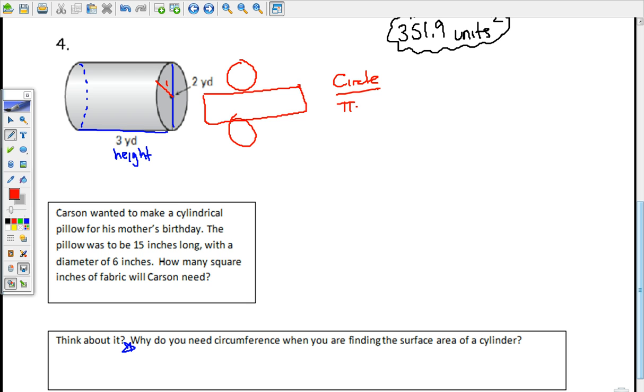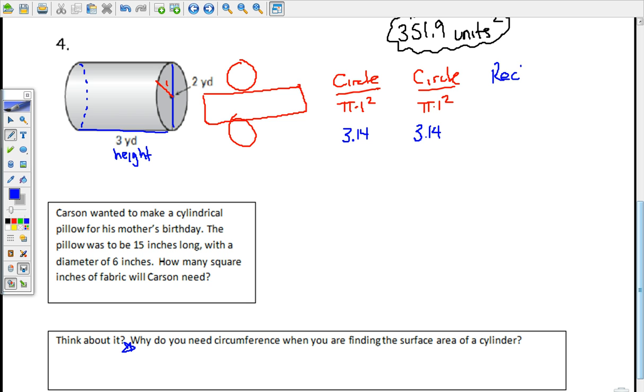So we'll do pi times 1 squared for both of the circles. Pi times 1 squared, well, 1 squared is just 1. So really it's just pi times 1, which is pi, or 3.14. So both of those are 3.14.